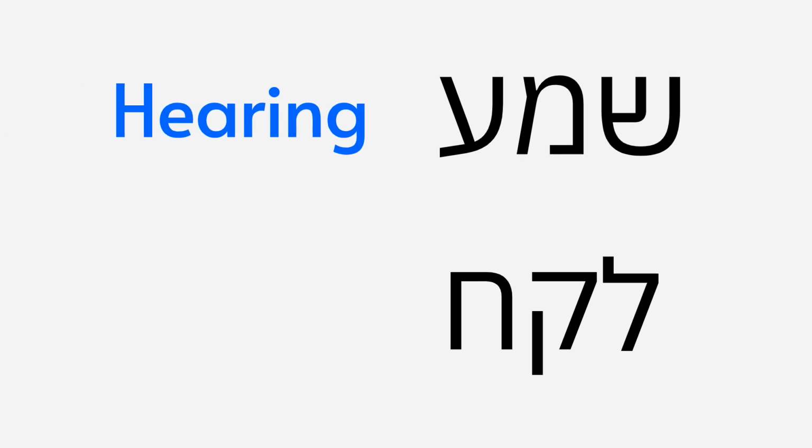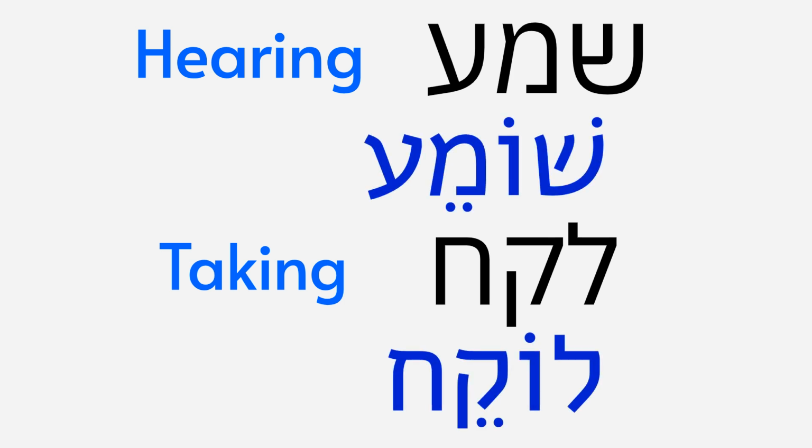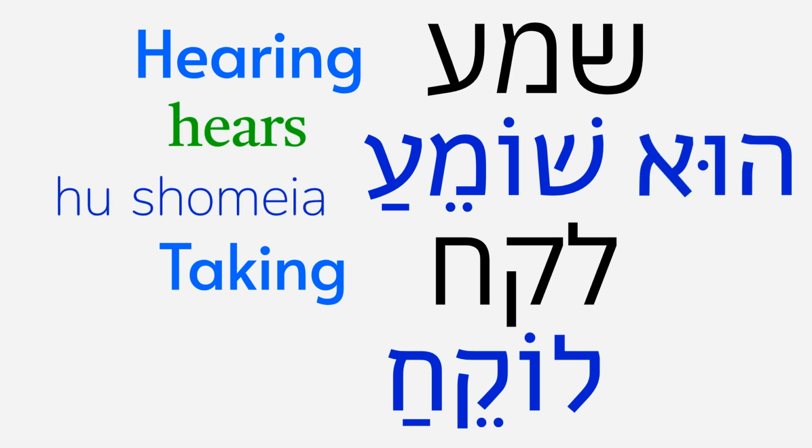Roots ending with ayin or chet have irregular masculine singular and feminine singular forms. Such is the case with the root shin mem ayin, which has a meaning of hearing, and lamed kuf chet, which has a meaning of taking. To make the masculine singular form of the present tense from these roots, we make it up like a regular verb with a vav with cholam and a tsere, but then also add a patach under the last letter, which makes it sound before that letter's sound. So the masculine singular form of hears is shomea. Hu shomea, he hears. And the masculine singular form of takes is lokeach.